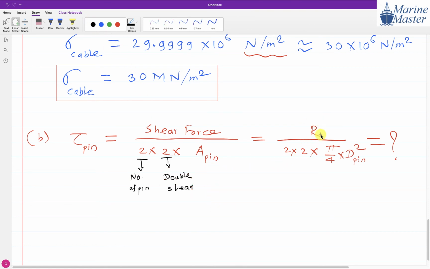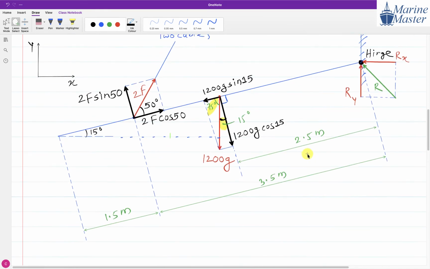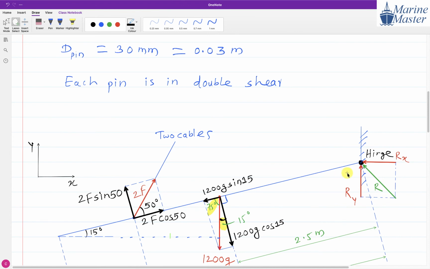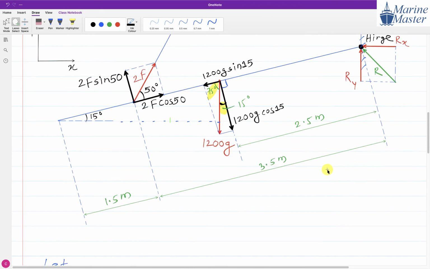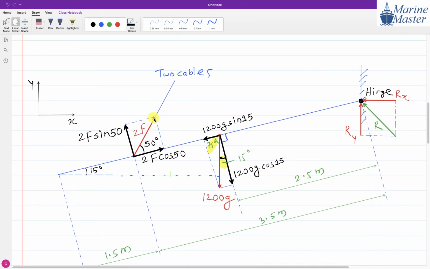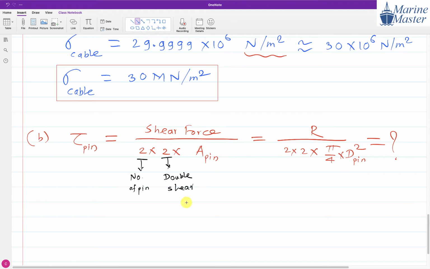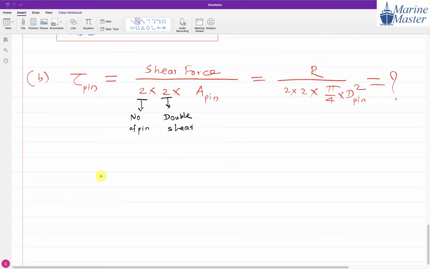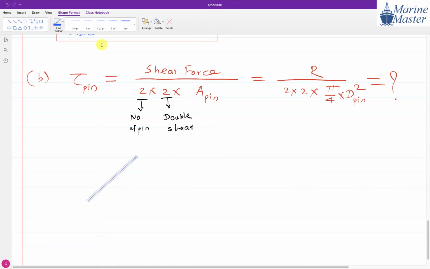R. And to get R, what we are going to do? We need its components Rx and Ry. And how to get its components? We will see now. For that purpose, this 2f, we will consider the same 2f here. Just observe this 2f. Whatever 2f we have seen earlier, the same 2f we are going to consider here.